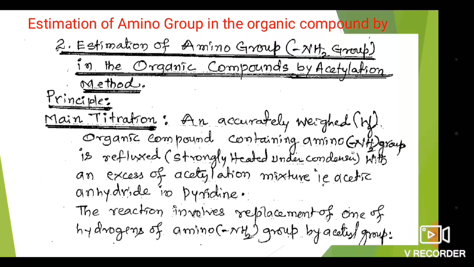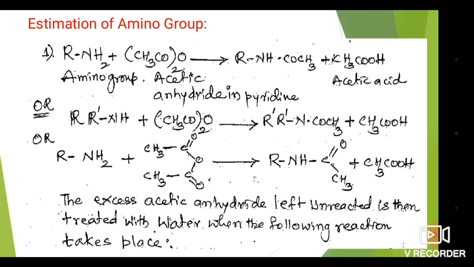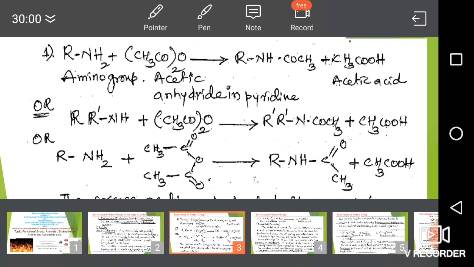So an accurately weighed W gram of organic compound containing the amino NH2 group is refluxed, strongly heated under the condenser, with an excess of acetylation mixture, that is acetic acid, acetic anhydride in pyridine, or acetyl chloride in AlCl3. The reaction involves replacement of one of the hydrogens from the amino group by an acetyl group. So we get the amide. See how this reaction occurs.